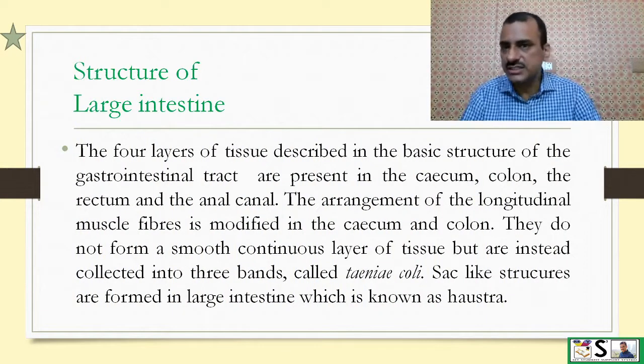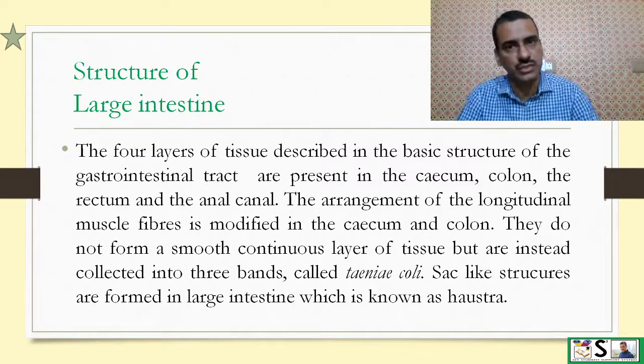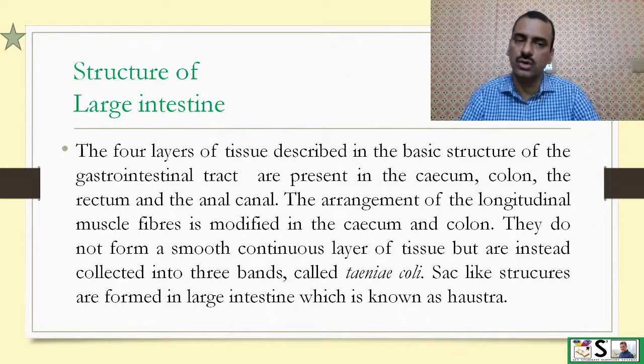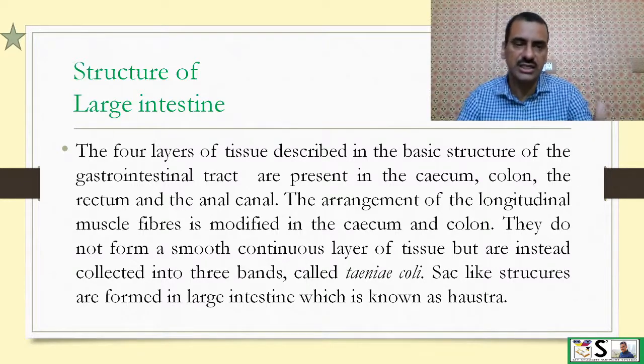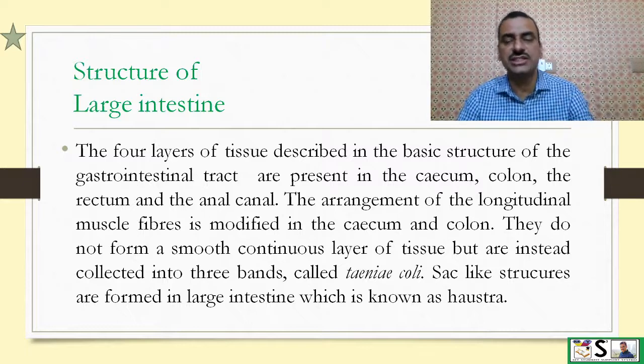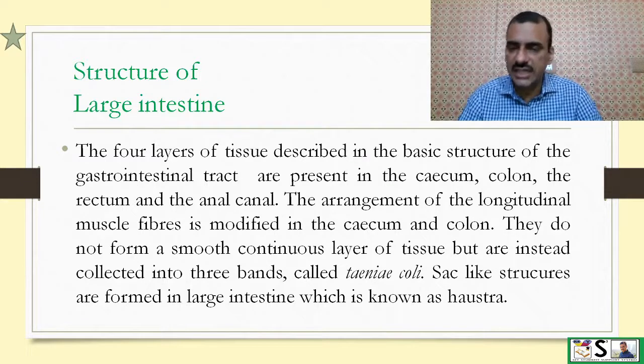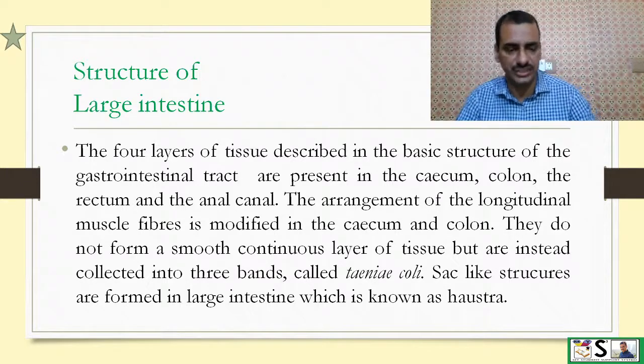Structure of large intestine. The four layers of tissue described in the basic structure of gastrointestinal tract are present in the cecum, colon, rectum and anal canal. The arrangement of longitudinal muscle fibers is modified in the cecum and colon. They do not form a smooth continuous layer, but they form three bands, and these bands are known as taenia coli. Sac-like structures are formed in the large intestine, which are known as haustra.